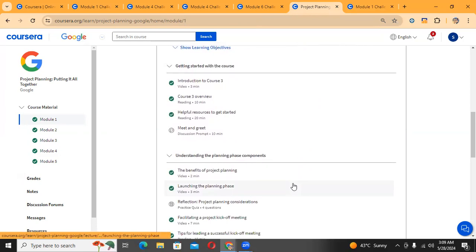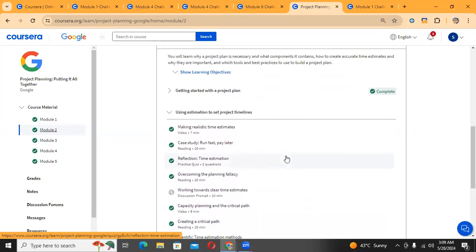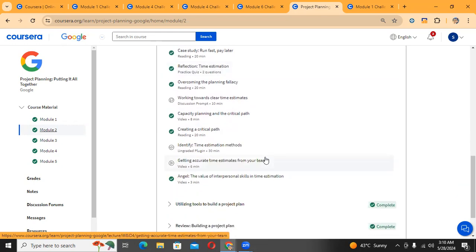project management phase. In the first module, it allows us to learn the structure and benefits of the planning phase, understanding key components, and discover why milestones are crucial and how to set them. And in the second module, building project plans and their necessity. So understanding why a project plan is essential and what components it includes, time estimates, and learn the techniques for creating accurate time estimates. Explore various tools and best practices for building comprehensive project plans.